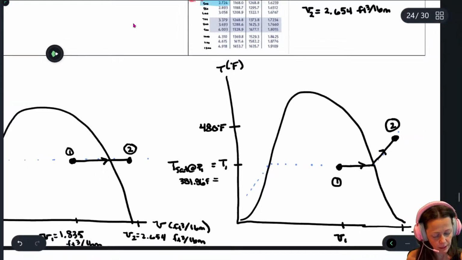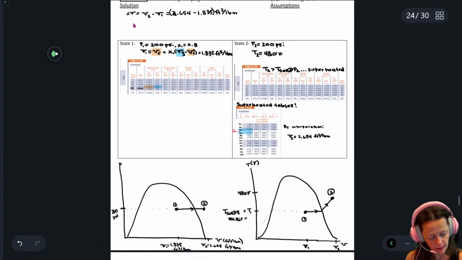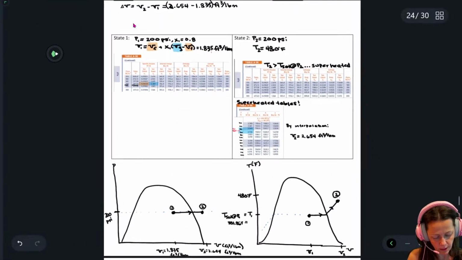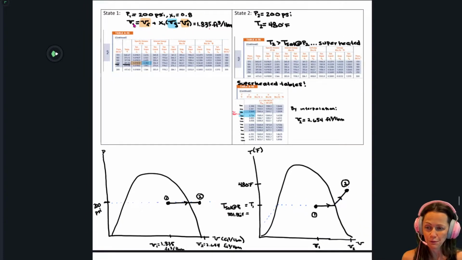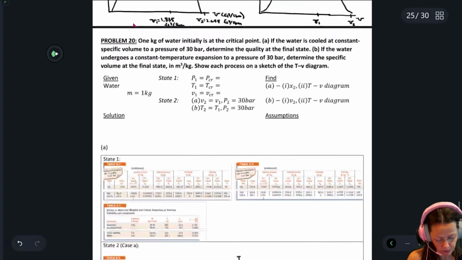So in case anybody would like to see how everything fits together there, I'm actually going to zoom in right there. That might be helpful. All right. So let's go to problem 20.